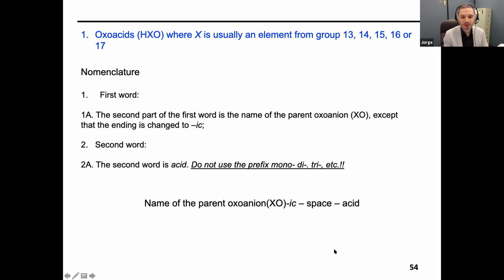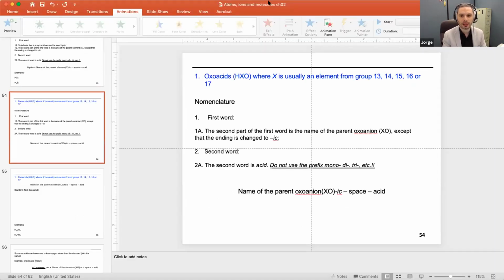Okay, so the trick here is to first recognize the oxoanion, and second, know exactly the name for the most common oxoanions. To help you first recognize and remember the formula and name of the oxoanions, I will show you a trick.